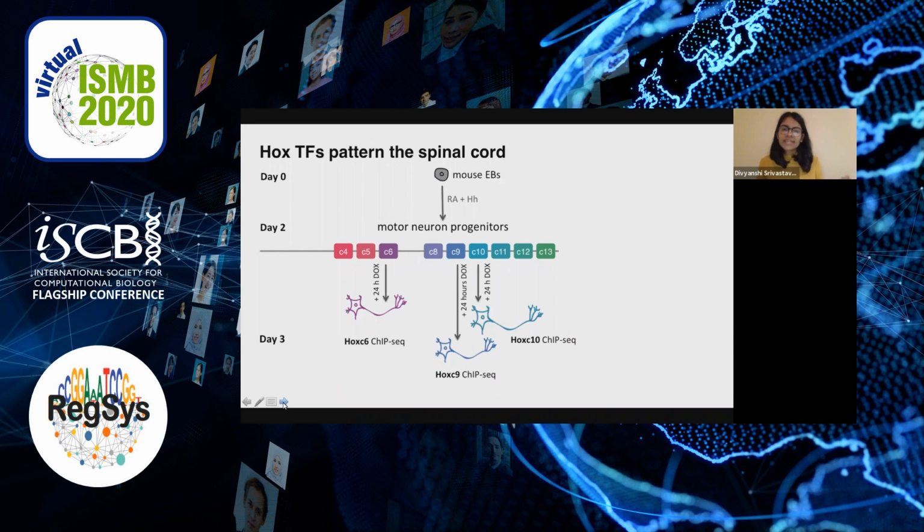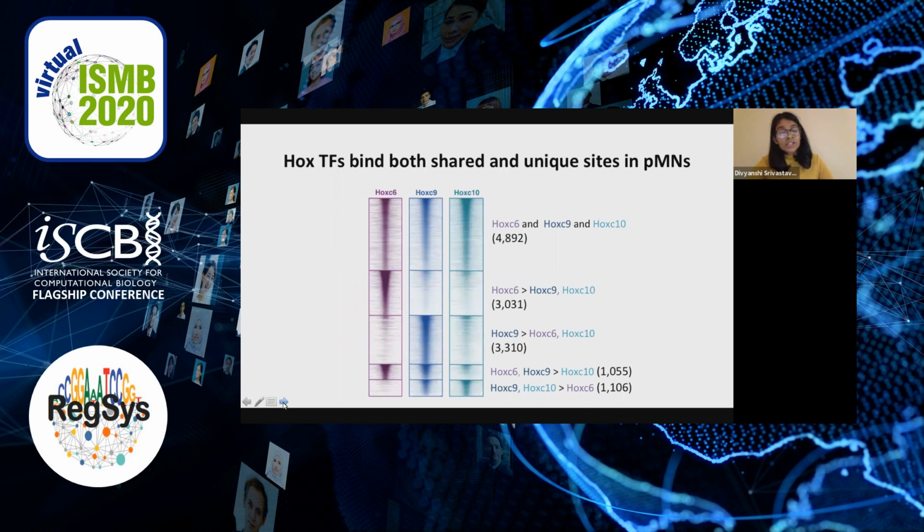The first question we asked was, how do these transcription factors bind in the genome? Interestingly, we find a diverse binding profile for all of these different Hox transcription factors. We find a set of sites that is shared between the Hoxes, but we also find sites that are uniquely bound either by HOXC6 or by HOXC9, as well as subsets of sites that are bound by HOXC9 and HOXC10.